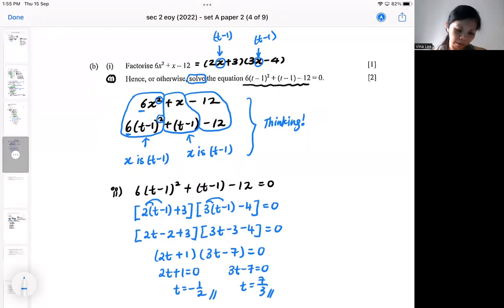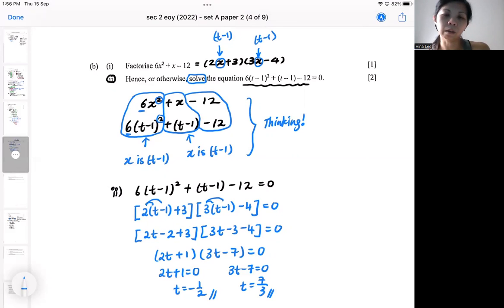The otherwise method is just to fully expand out. If you check out my worked out solution, I show the otherwise method. You will still get the same answer. That will have more chance of careless mistakes. If you do your expansion incorrectly, there are careless errors in your expansion. So that is for the otherwise. You can check my worked out solution for the otherwise method.